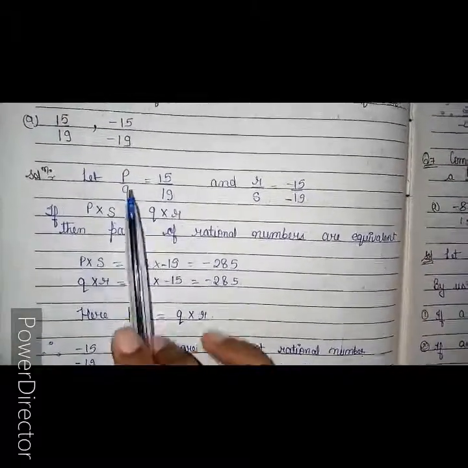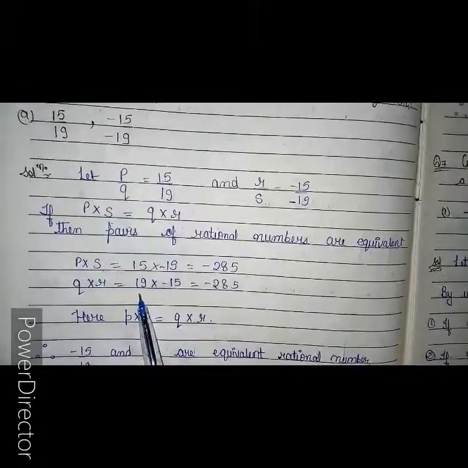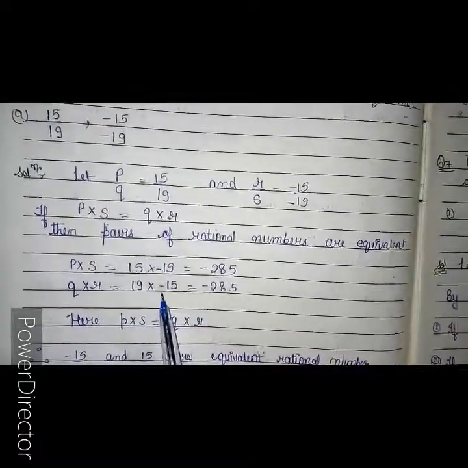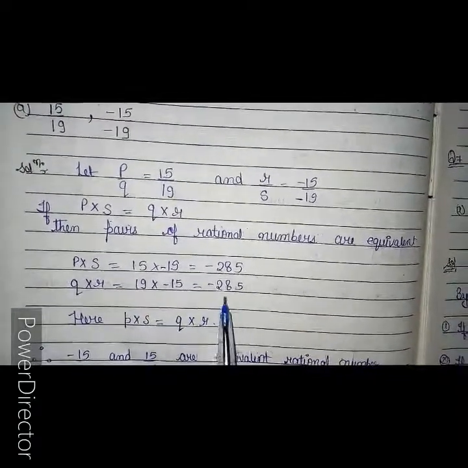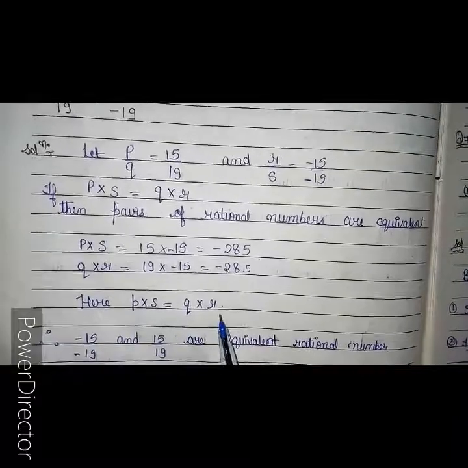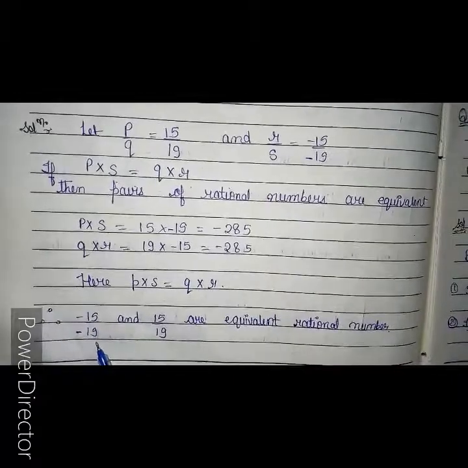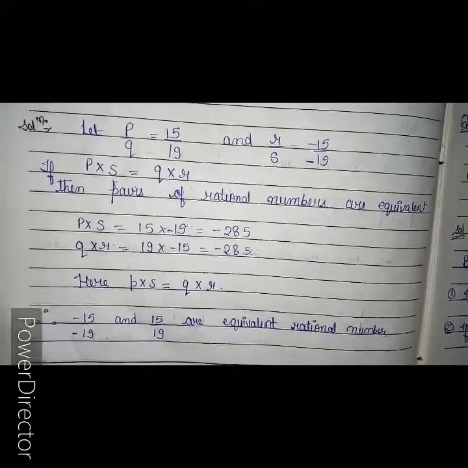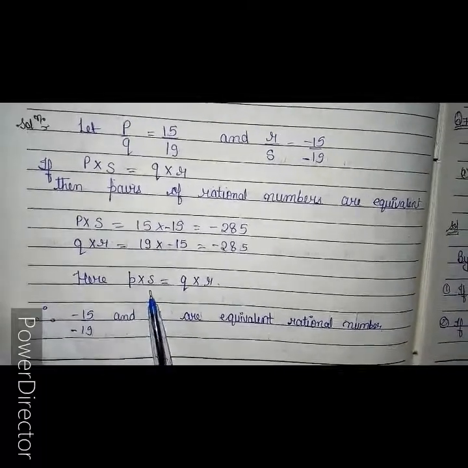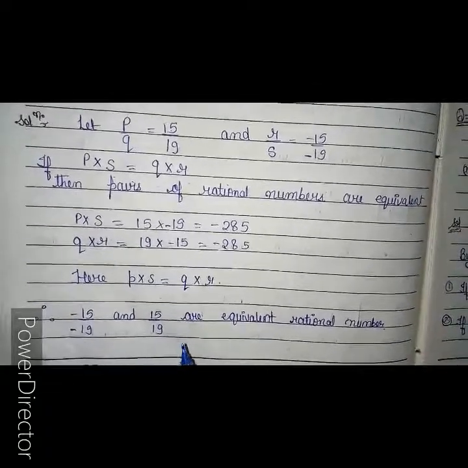So P multiplied by S, the value of P is 15 and the value of S is minus 19. 15 multiplied by minus 19 equals minus 285. Now Q multiplied by R, the value of Q is 19 multiplied by R equals minus 15. 19 multiplied by minus 15 equals minus 285. Here P multiplied by S equals Q multiplied by R. Hence our rational numbers minus 15 upon minus 19 and 15 upon 19 are equivalent rational numbers. If P multiplied by S is not equal to Q multiplied by R, then we say that the pairs of rational numbers are not equivalent.